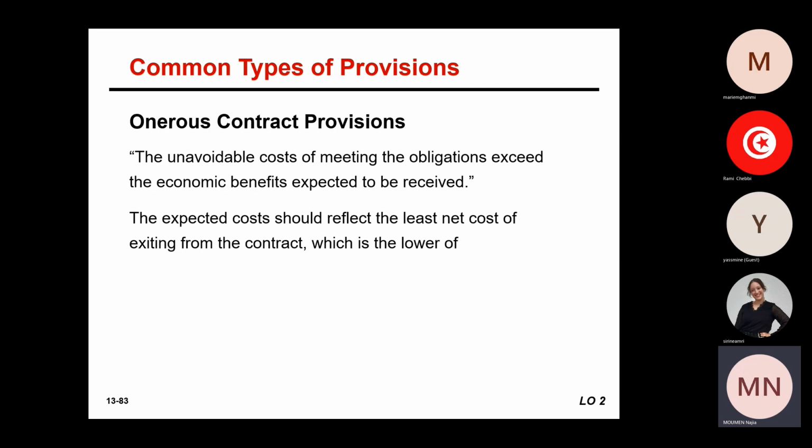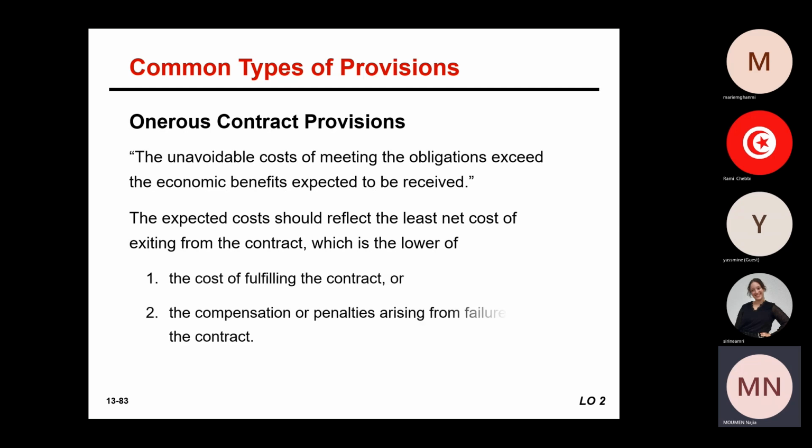So when we're talking about how to measure that type of provision, the cost should reflect the least net cost of exiting the contract, which is the lower of the cost of fulfilling the contract or the compensation or penalties arising from failure to fulfill the contract.